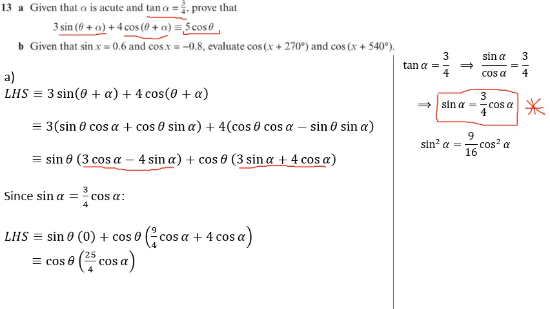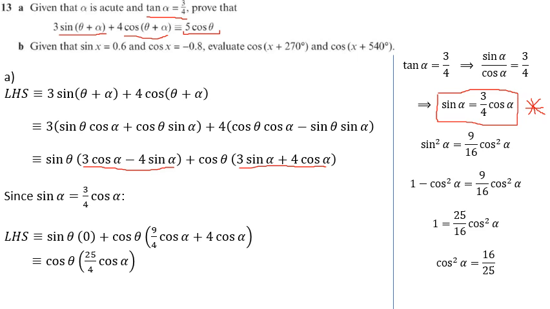Let's square both sides. Why would I do this? Well, I'm trying to find the value of cos alpha, and the connection between cos and sine comes about through the sine squared plus cos squared equals 1 identity. So now I've got this, I can replace sine squared with 1 minus cos squared. And that means I can rewrite cos squared alpha as 16/25.